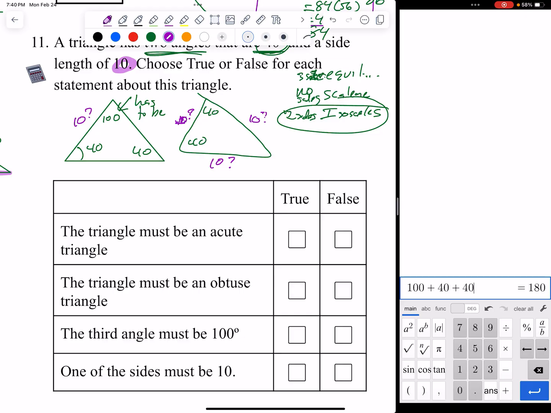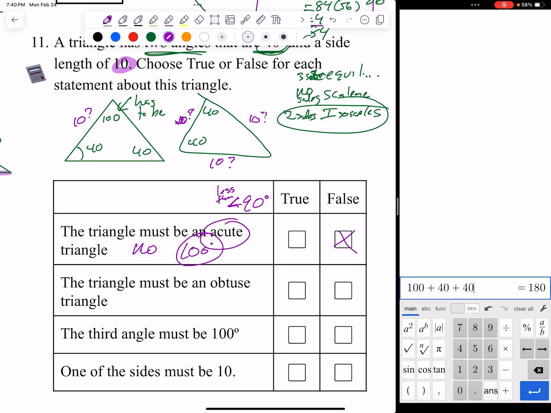The triangle must be an acute triangle. Acute. That means it has to be less than 90 degrees. And again, vocab, right? Less than. Are all your angles less than 90? No. Right? I have 100 degrees there. So that is false.